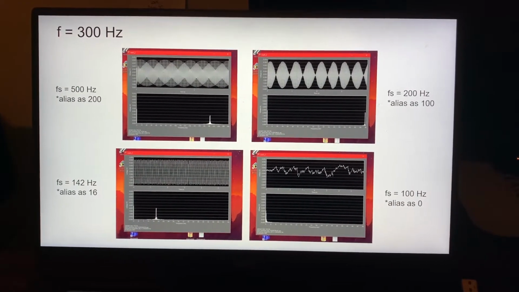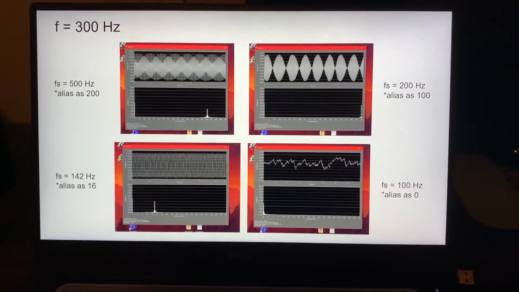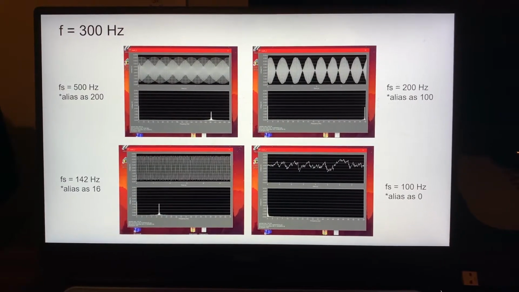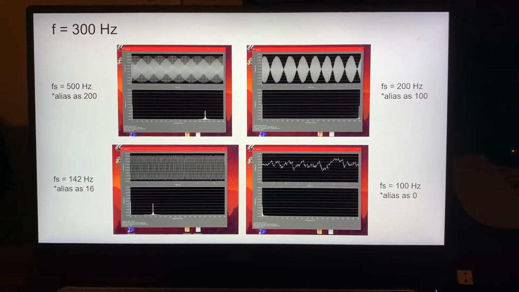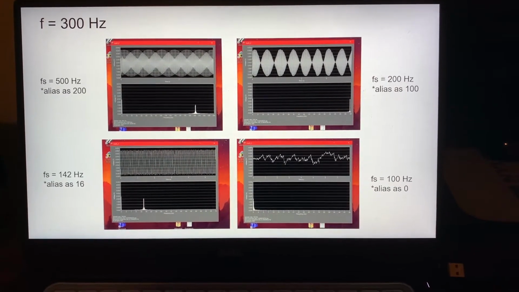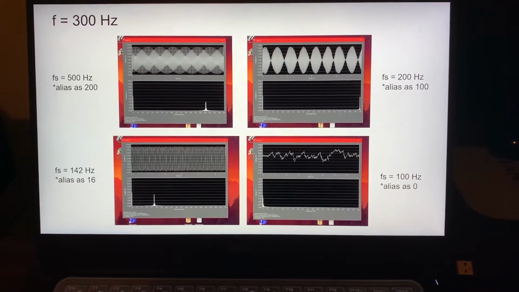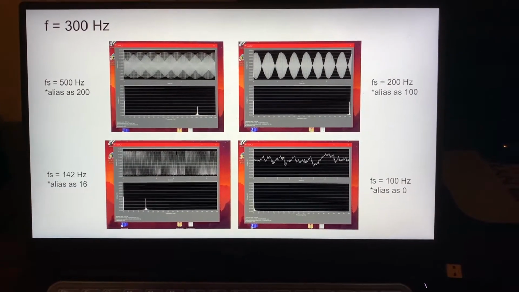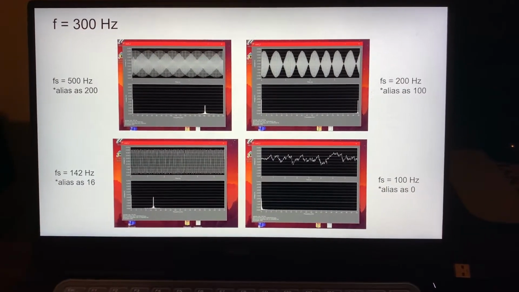Here's the frequency of 300 Hz, which aliased for every sampling frequency that was tested. For 500 Hz, it aliased as 200. For a sampling frequency of 200 Hz, it aliased as 100. For 142 Hz, it aliased as 16. And for 100 Hz, it aliased as 0.